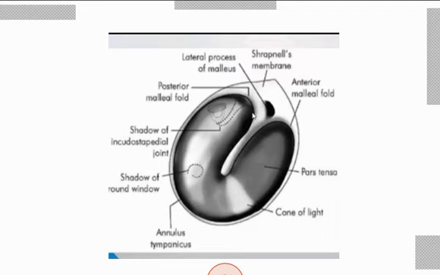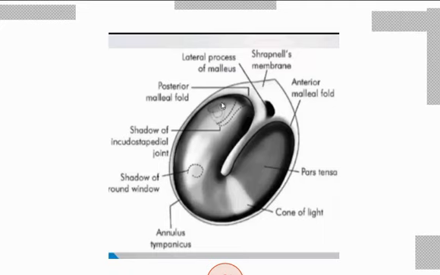These are the anterior and posterior malleolar folds. The part of the tympanic membrane below the malleolar folds is the pars tensa. The part above it is the pars flaccida, or Shrapnell's membrane. This area is also called the attic region, and it is involved in the case of attico-antral disease.